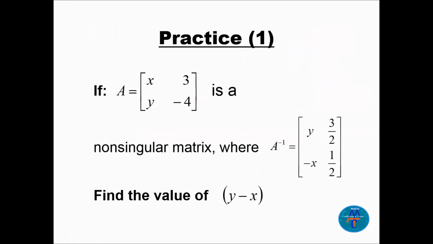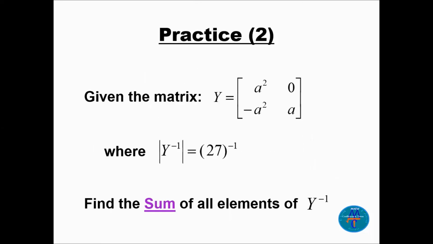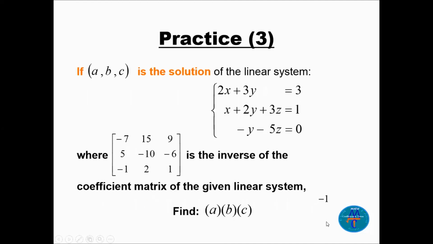Now we see practice number 1. Try it yourself. Given A, there are x and y, and A inverse also has x and y, some numbers. Find the value of y minus x. So find x, find y, subtract. Practice number 2, we have a 2 by 2 matrix also, but there are some numbers here, a squared, 0, minus a squared, a, and this is the determinant of y inverse, 27 to the power minus 1. Find the sum of all elements of y inverse.